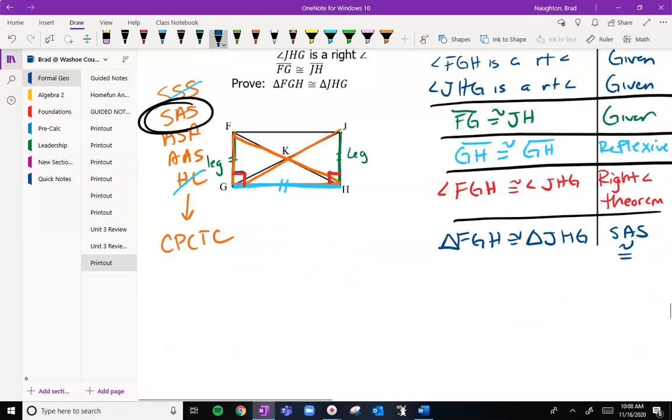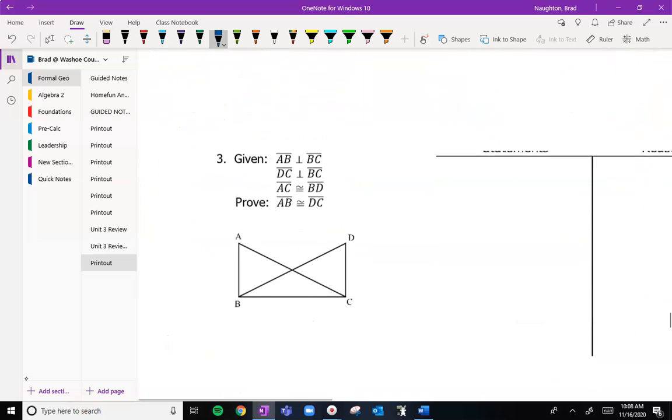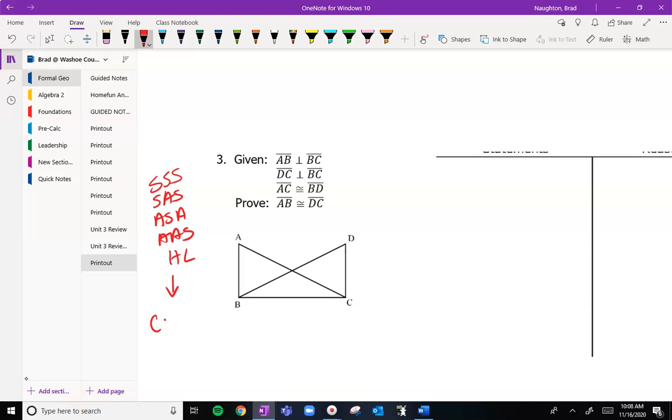Alrighty. Moving on. Oh, look at all the perpendicular stuff. I dig it. Side, side, side. SAS. Angle, side, angle, angle, angle, side. And new to the group is HL. Don't forget my CPCTC.